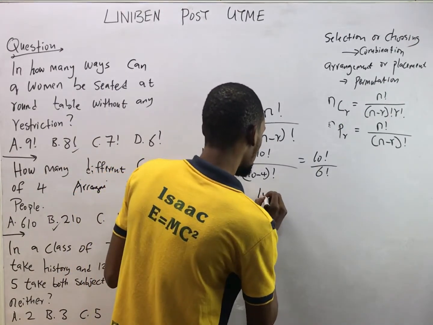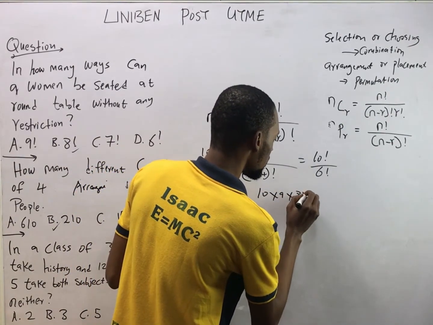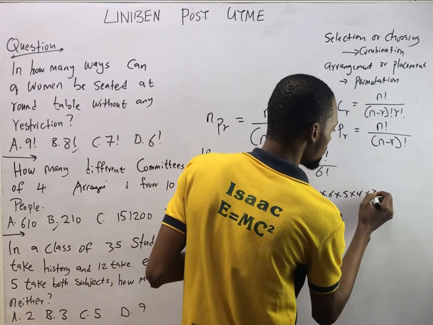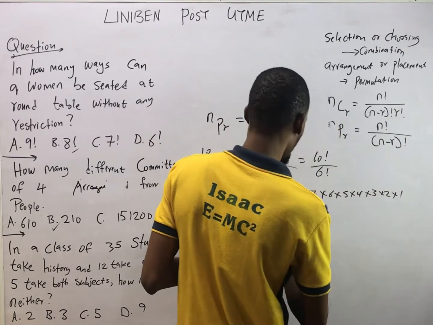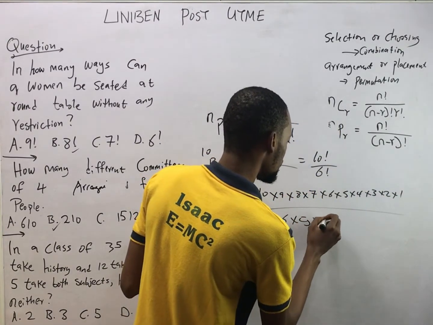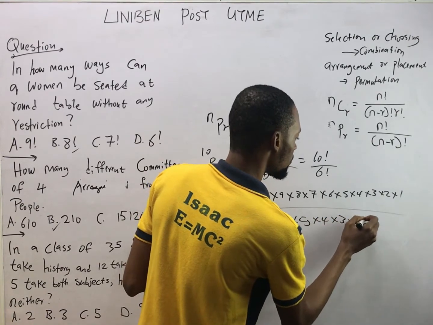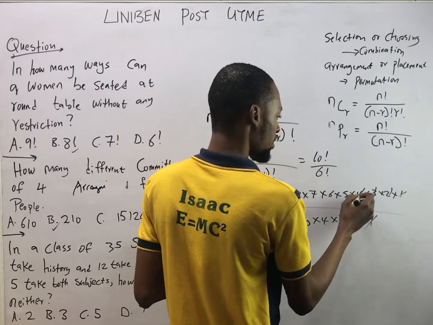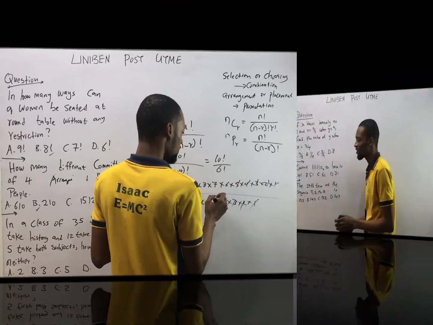10 factorial is 10 times 9 times 8 times 7 times 6 times 5 times 4 times 3 times 2 times 1 over 6 times 5 times 4 times 3 times 2 times 1. 1 divided by 1, 2 divided by 2, 3 divided by 3, 4 divided by 4, 5.